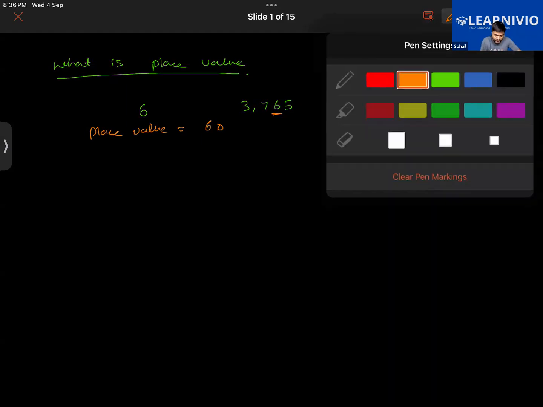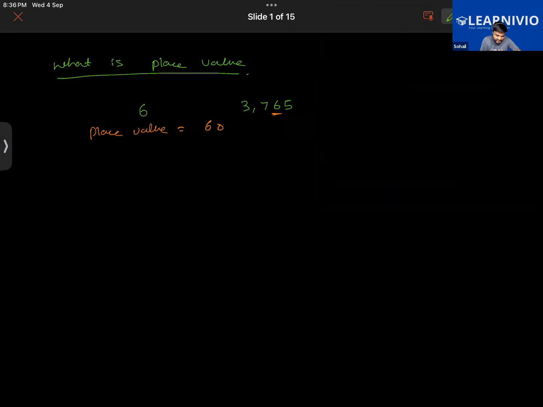However, if you take another number, let us say 33,685, since the position has changed, its place value also changes. Earlier, from the right side, it was after 1 digit, but now from the right side it is after 2 digits. So its position has changed, and thereby its value also changes. Getting it? So here the place value is 600.